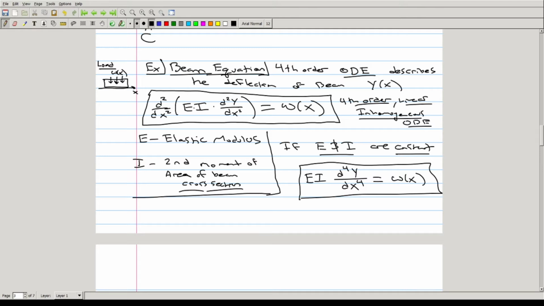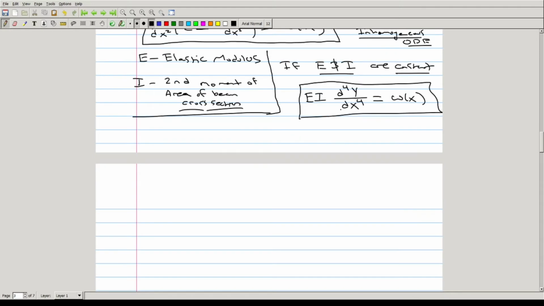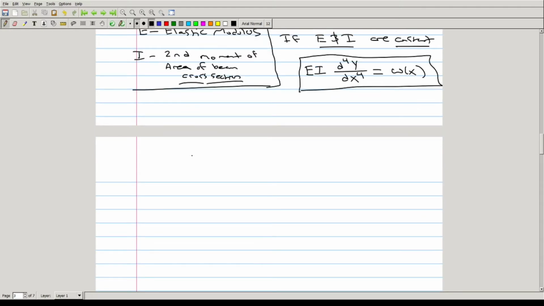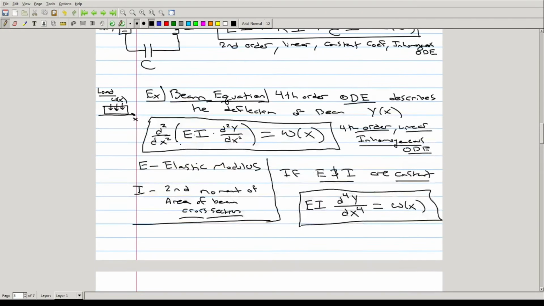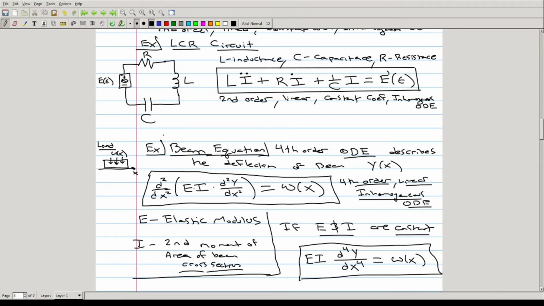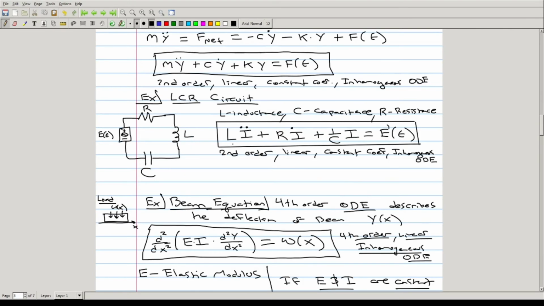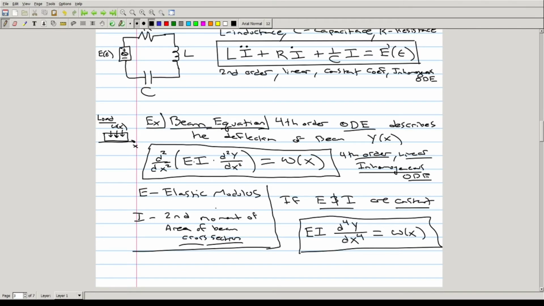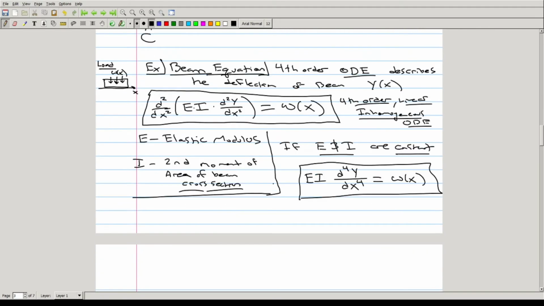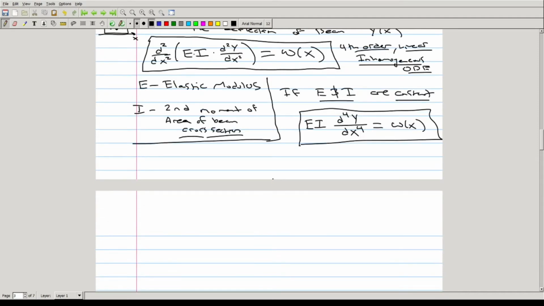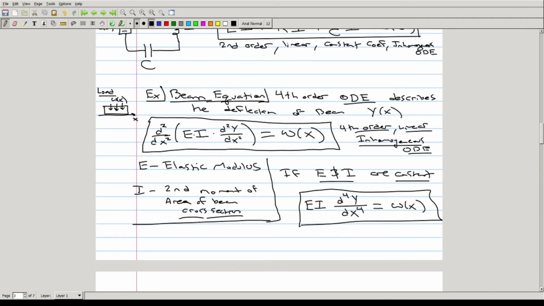Which is very neat. So what we're going to do is write down in general what an ODE of this form is going to look like, and discuss how we can use Fourier series to investigate the solutions of such an ODE.